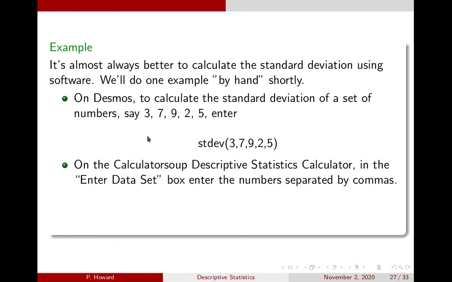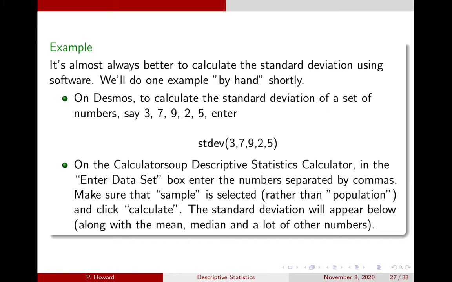On the calculator soup descriptive statistics calculator, in the enter dataset box, you enter the numbers separated by commas. You make sure just below the enter dataset box that sample is selected rather than population. And then click calculate. And the standard deviation will appear below. You may have to scroll down, along with the mean, the median, and a lot of other numbers. So the calculator soup advantage is that all these numbers are calculated at the same time.